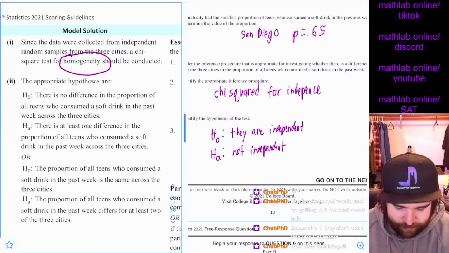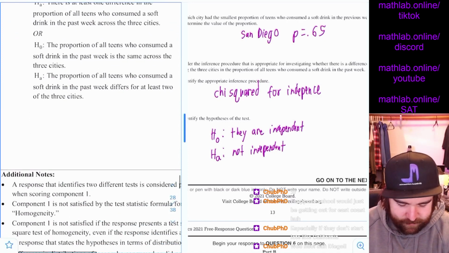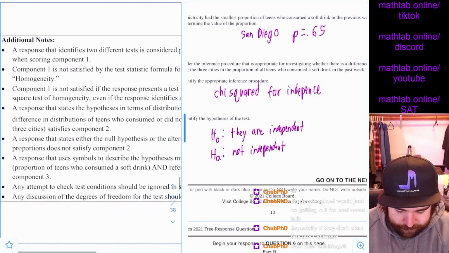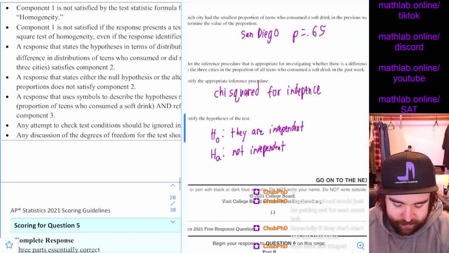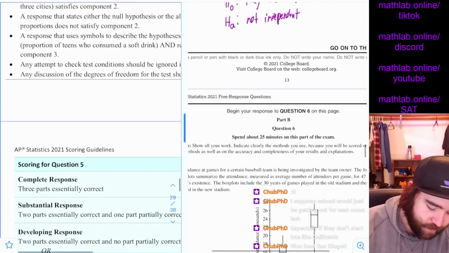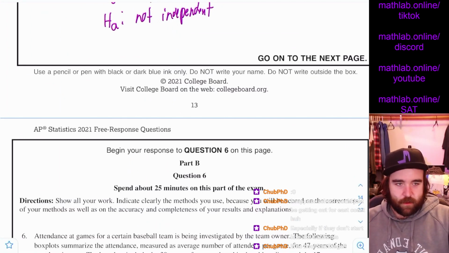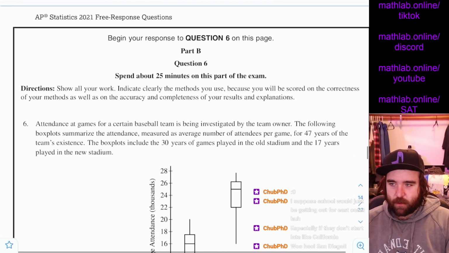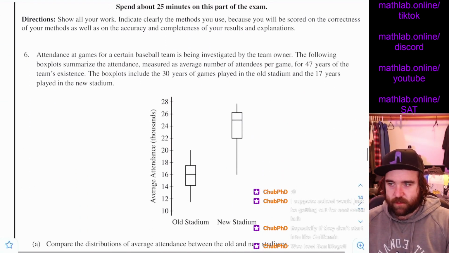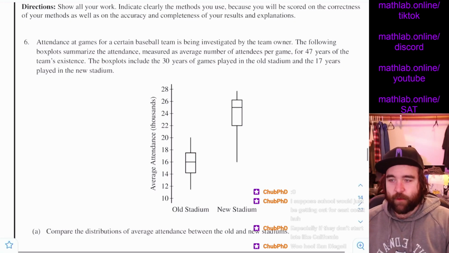At least one difference. That's weird. How can there be one? How can there be multiple differences? You're just looking at differences between numbers. Well, I guess between all the different cities. Yeah, it's hard for me to agree that those are different. I need to look more into chi-squared to see what's the difference between independence and homogeneity. They seem very similar. Anyway, number 6.